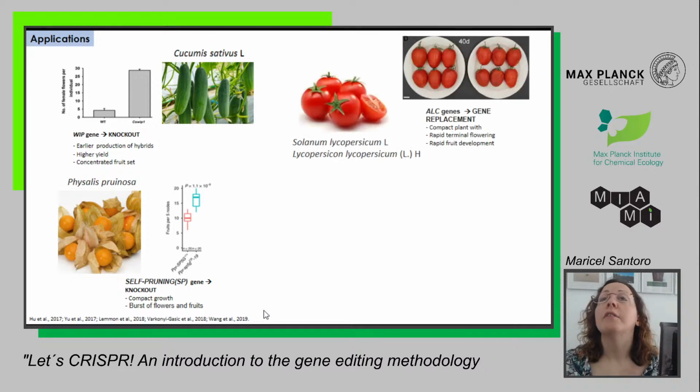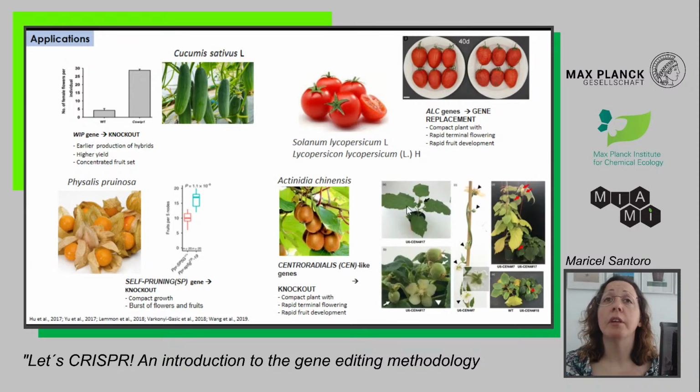In tomato, for example, there's a problem. I don't know if you cultivate tomatoes in your gardens, but they are very fast softening. So if you keep them at home, they can go bad very quickly. If you knock out this gene, they can last a bit longer, like we can see here in the image. There is the wild type and there are the knockout plants.